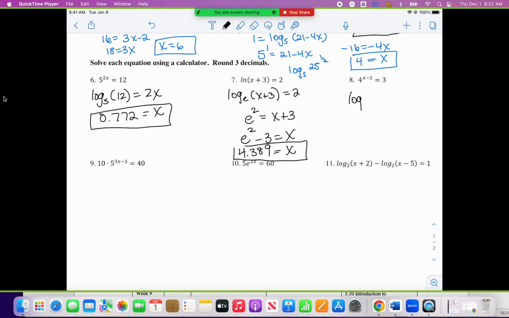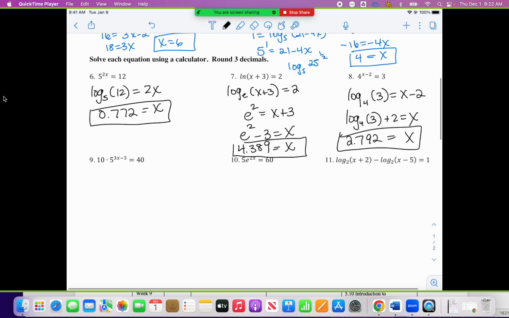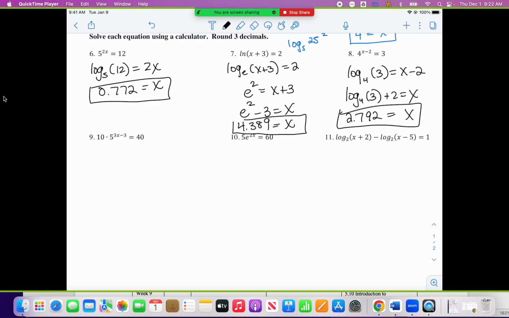I'm going to do log base 4 of 3 equals x minus 2. And I got 2.792. All right, can you give me thumbs up? Are we getting them? Is it working? All right, good.